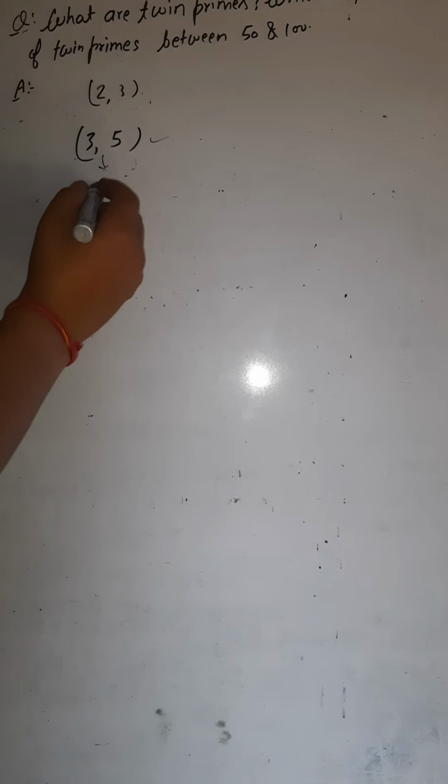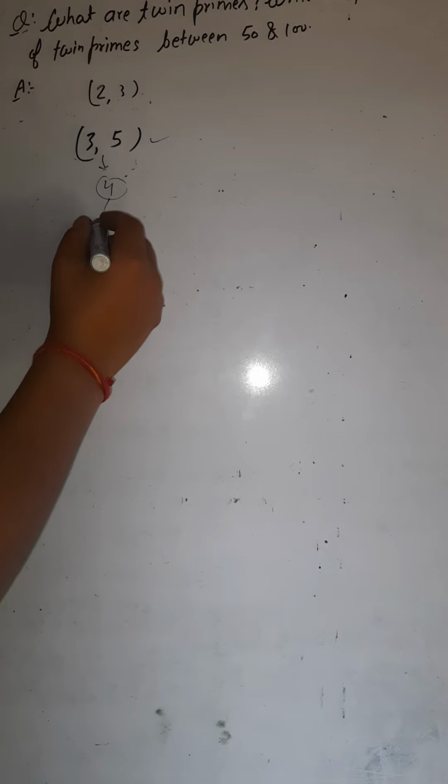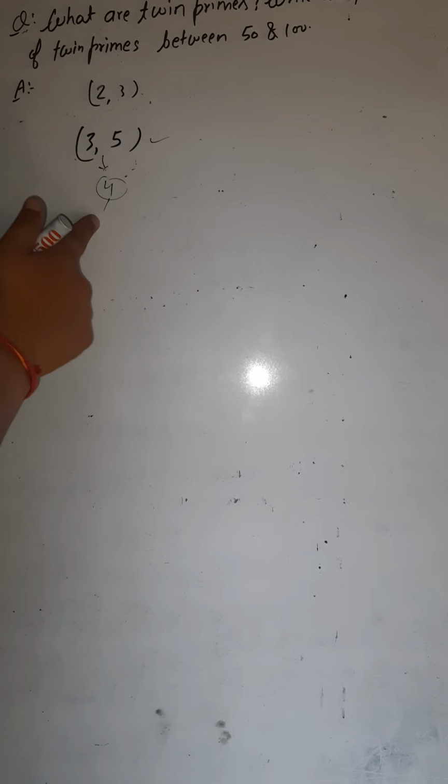Like you see here, this is 3 and 5. What is the number between 3 and 5? 3, 4, 5. The number between 3 and 5 is 4. There should be only one number. Remember this. You cannot take a two-number gap here. Only a one-number gap should be there. This 4 is a composite number. Why composite? Because this 4 has more than two factors. Are you getting this? So two prime numbers having one composite number between them are called twin primes.